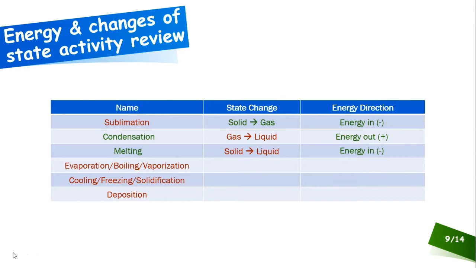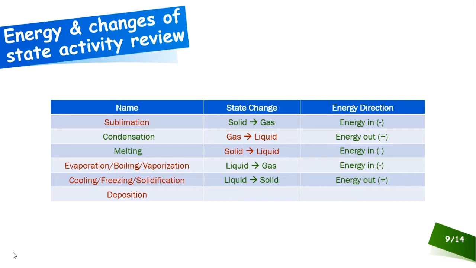Next, we've got evaporation, boiling, or vaporization. They're all three names for the same thing, going from a liquid to a gas. And because we're going closer to the gas state, this represents energy in, which is a negative energy direction. Cooling, freezing, solidification, that's going from a liquid to a solid, and that means we're going to take energy out of the system, which is the positive energy direction.